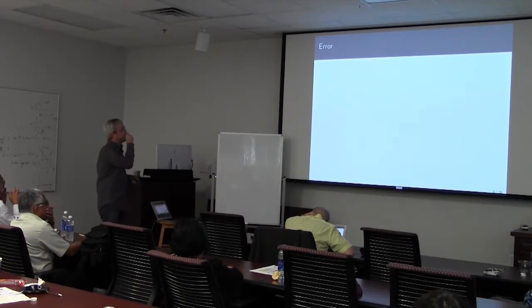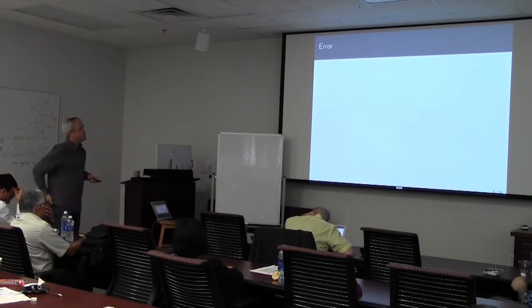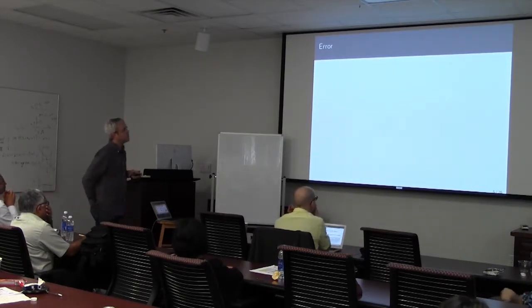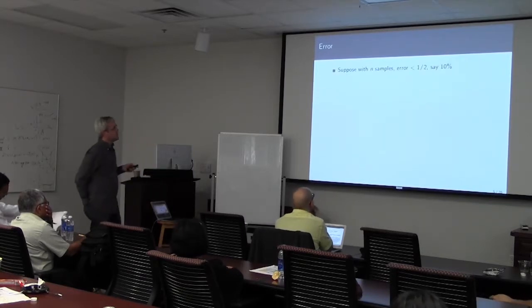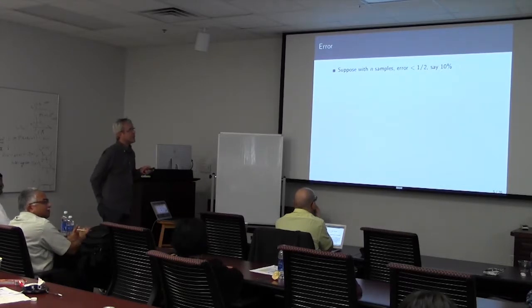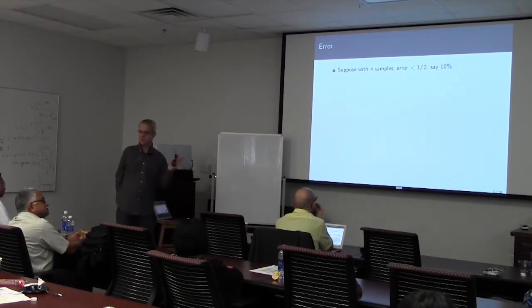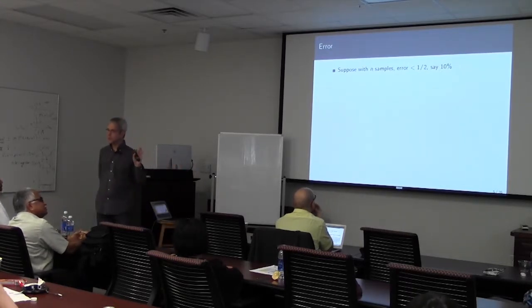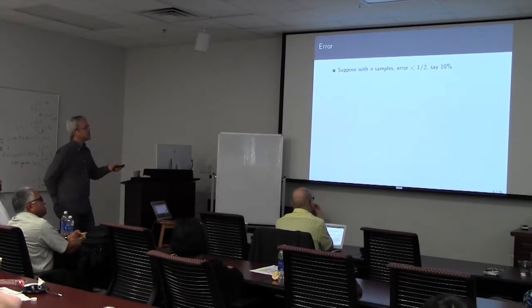Okay. So a word before we start. I want to say a word about the error. Suppose that with n samples, we can get an error which is strictly less than half, let's say 10%, but it wouldn't make a difference, say 40%, something which is strictly less than half. Suppose we can do it with n samples.